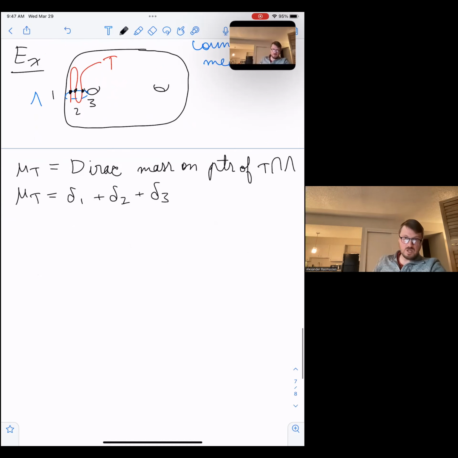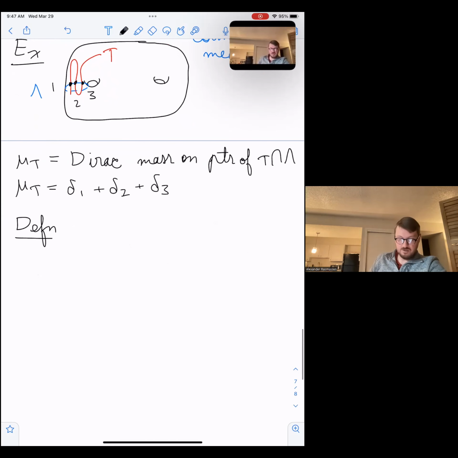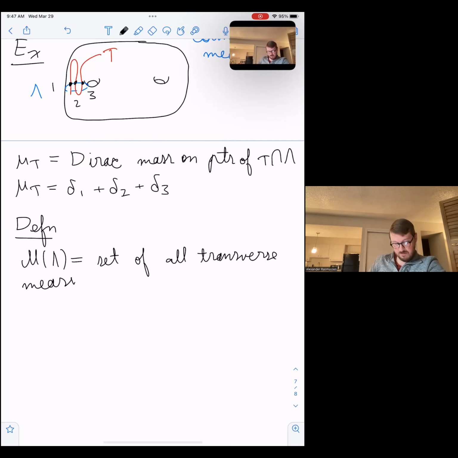So now we want to be good dynamicists. And as dynamicists, we want to understand not just a single invariant measure, but we want to understand all of the invariant measures for a given dynamical system. So analogously, for a given lamination lambda, we want to consider the set of all transverse measures to lambda.